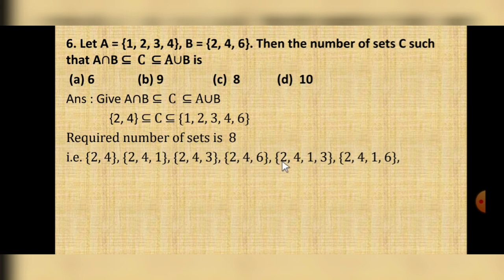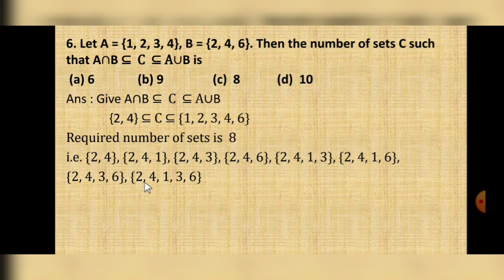Next, the sets having 4 elements. In these, the numbers {2, 4} are fixed. Along with this one, we can take {1, 3} and {1, 6}. These two are fixed. {1, 3}, {1, 6}. Next, what is the next term? {3, 6}. {2, 4} is fixed. So {1, 3}, {1, 6}, {3, 6}.